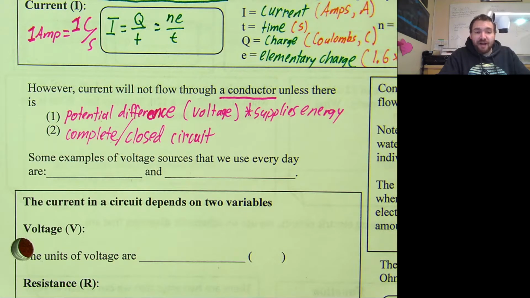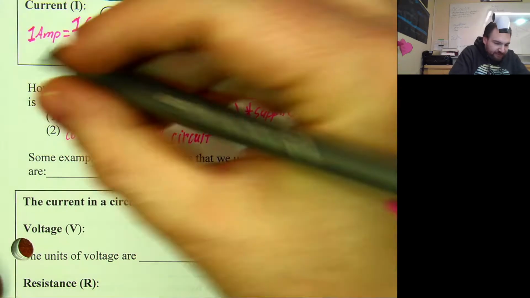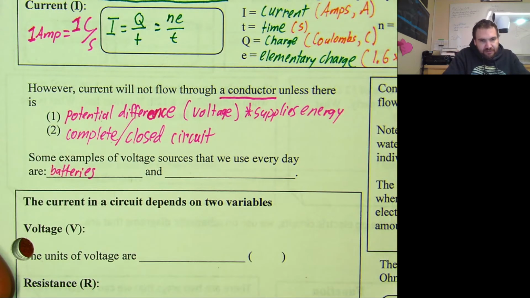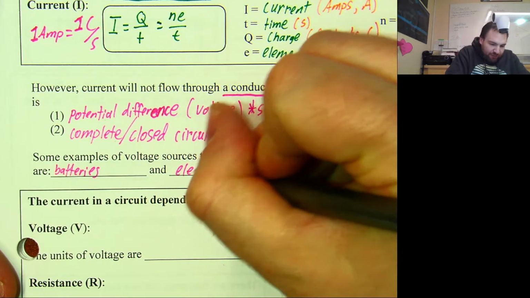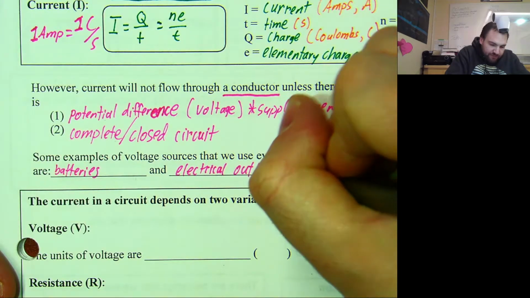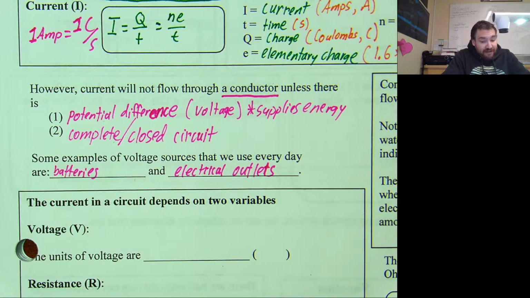Some examples of voltage sources that you use every day are things like batteries, which are a voltage source, and electrical outlets, which are a voltage source. These are likely the only two things that you will use on a regular basis. Interestingly enough, they provide different kinds of energy. Does anyone know the difference between a battery and an electrical outlet, as opposed to the kind of energy they provide?